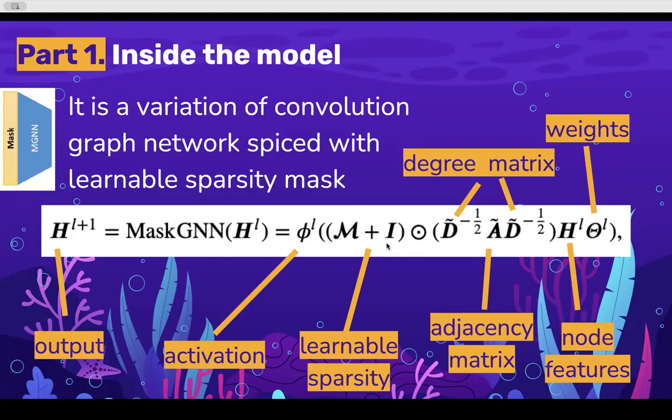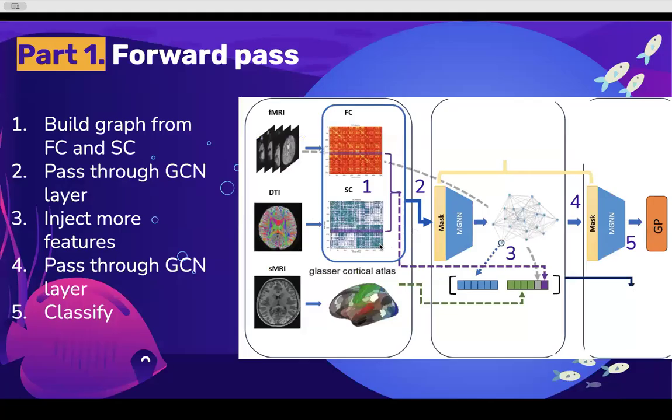It allows them to mask less important edges in the data. So the forward propagation can be separated into five steps. They start with constructing an initial graph using either functional connectivity or structural connectivity features, or by fusing them. I'm not really sure how they do it. They can make an initial graph.